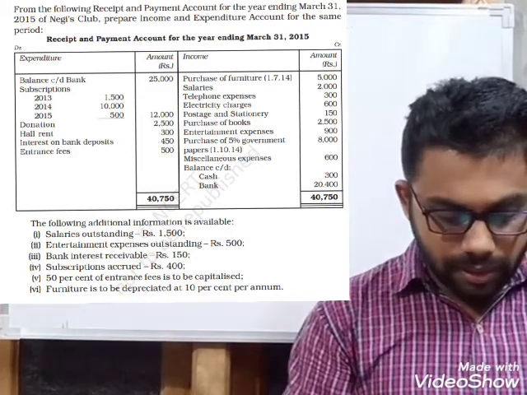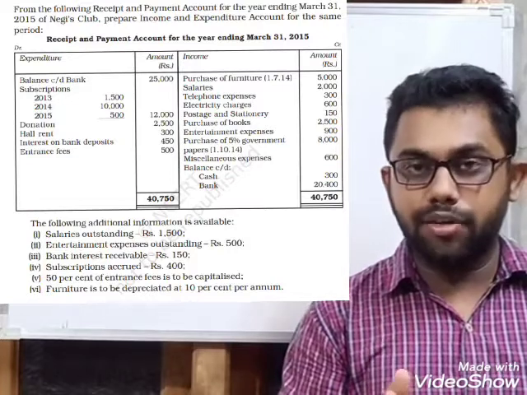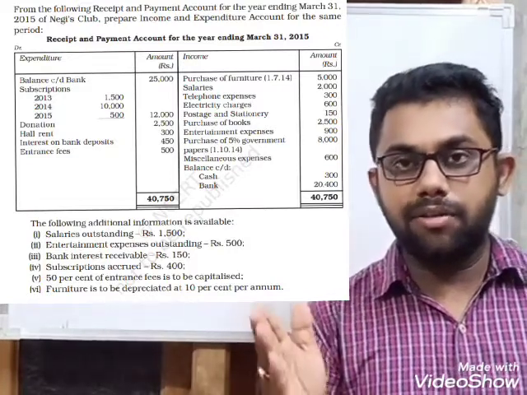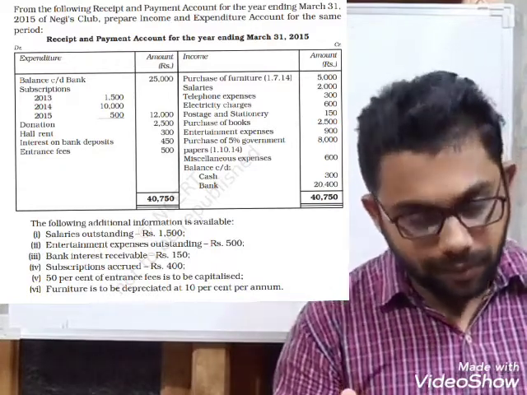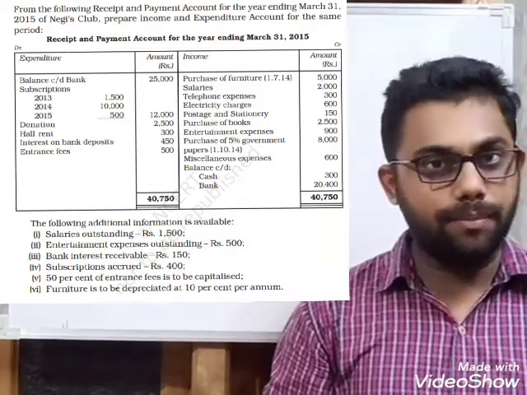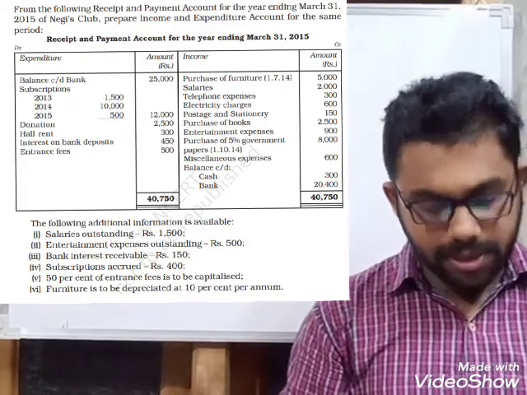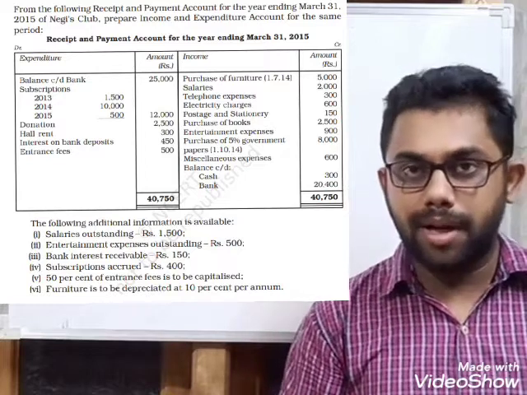So the amount of entrance fees received by the non-trading organization is 500, and out of 500 rupees, 50%, that means 50% of 500, which is 250, will be capitalized, and the remaining 50%, that means 250, will be revenue income. Okay, next one is the furniture is to be depreciated at 10% per annum. That means we have to charge depreciation at the rate of 10% per annum on furniture.